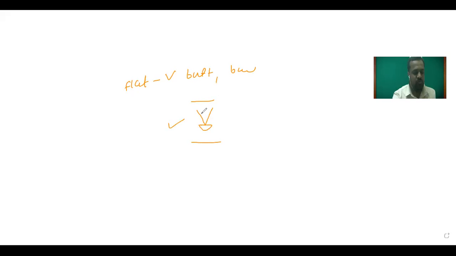So one more symbol is remaining here. Okay, one more symbol is remaining here. I will draw one here. The single V butt weld and double V butt weld are completed. Yes, sir. Double V I think is not completed. Right? Double V. So once again I will take it here.